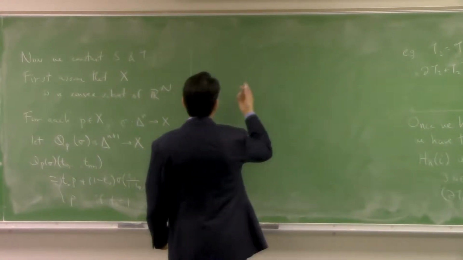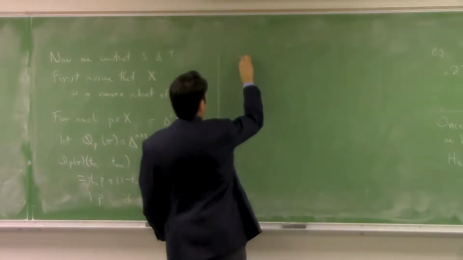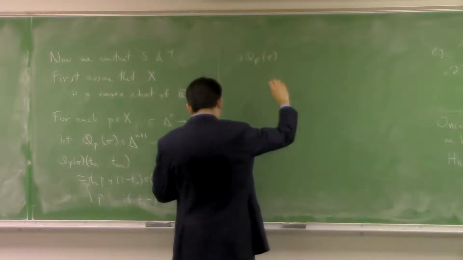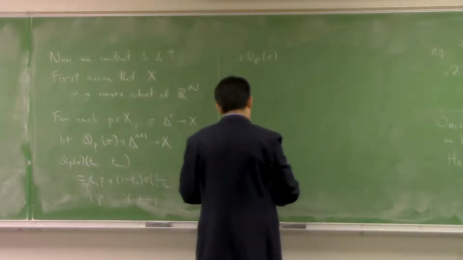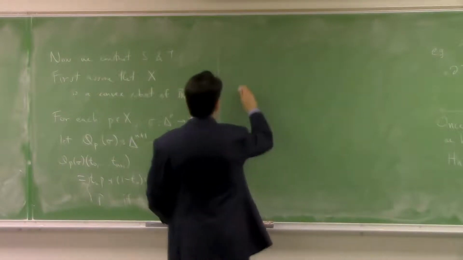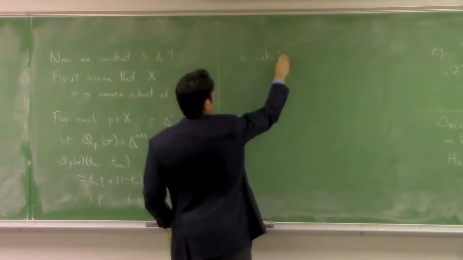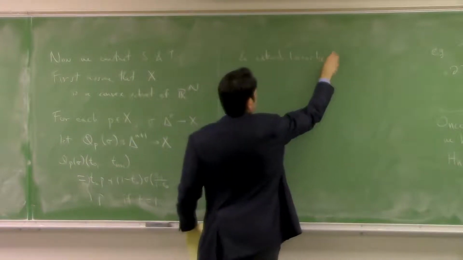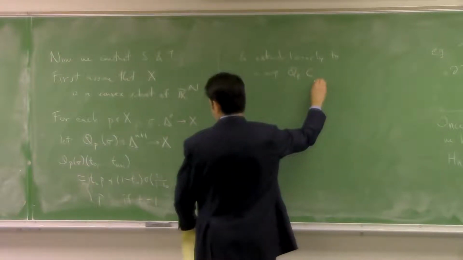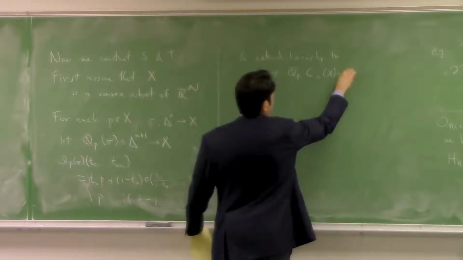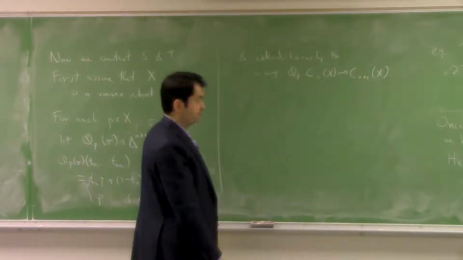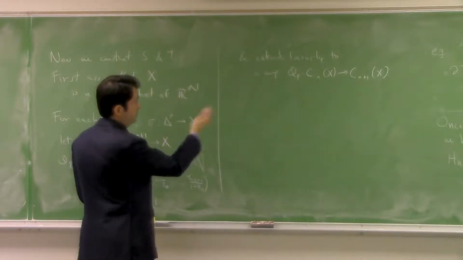Okay, so of course we want to know what happens when you hit things with the boundary. Well, okay, before I can make sense of things, I should say, and extend linearly to a map QP from singular chains degree n to singular chains degree n plus 1. All right, so this is what you do to each basis element, and then you extend linearly.